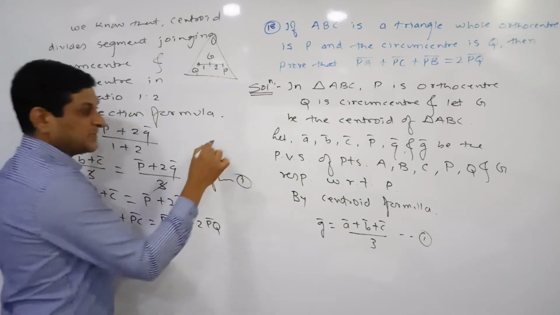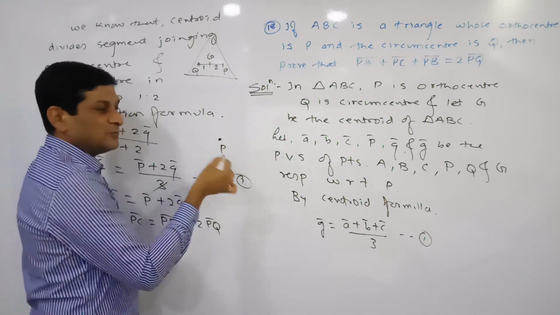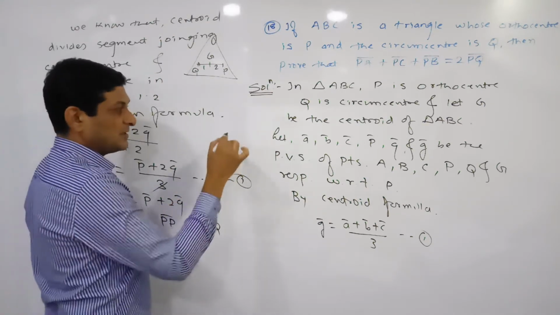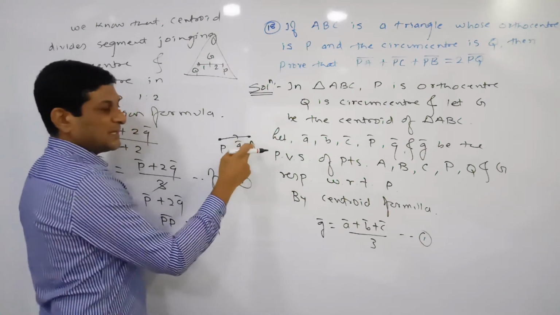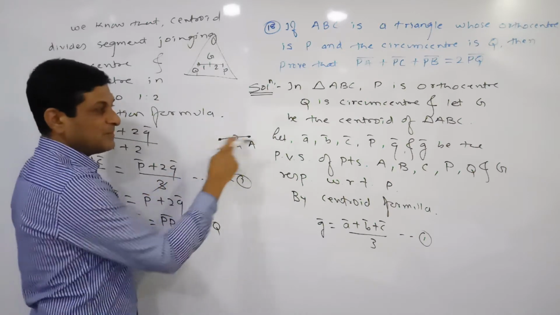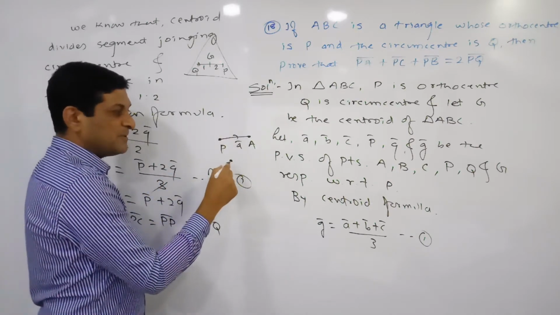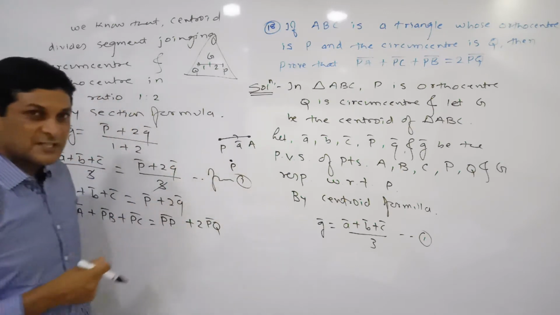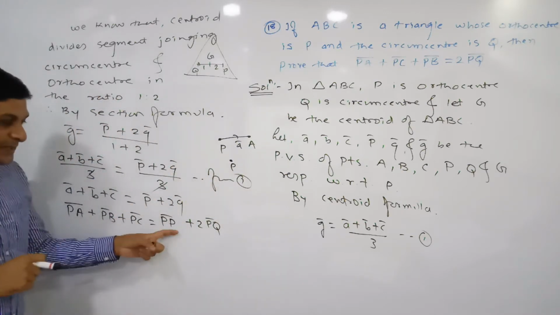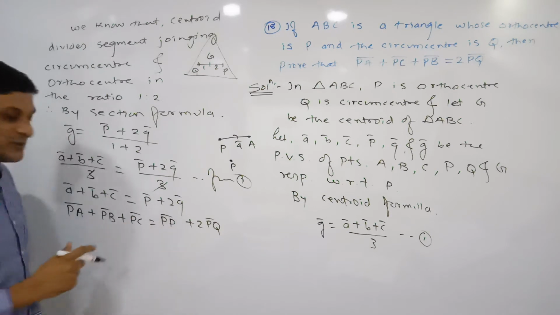Now PP bar means, let this be point P, and we are defining its position vector. Let us suppose that A bar is the position vector of point A with respect to P, means PA bar is equal to A bar. But PP bar means the position vector of point P with respect to itself, so what is its magnitude? Its magnitude is 0. That's why we can say that PP bar is the 0 vector.